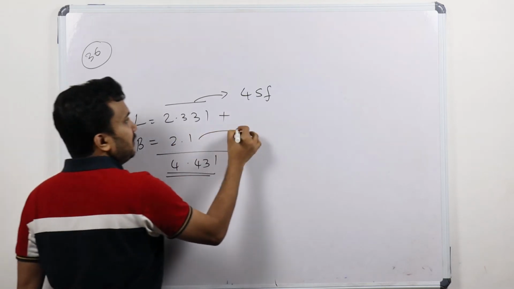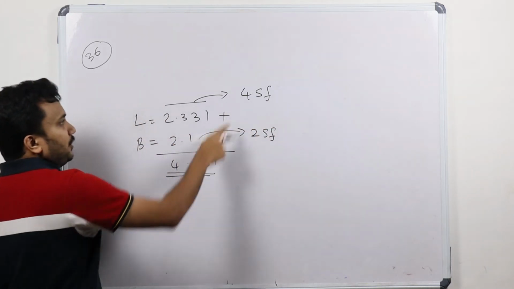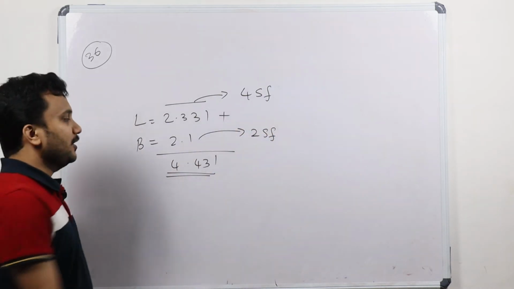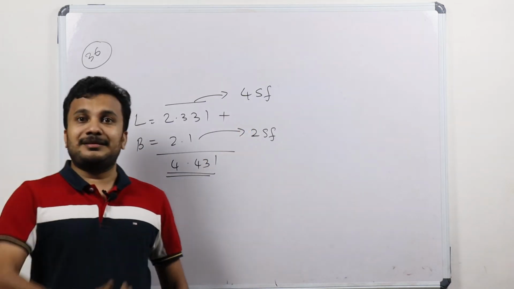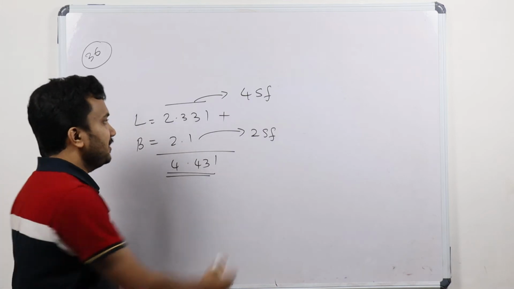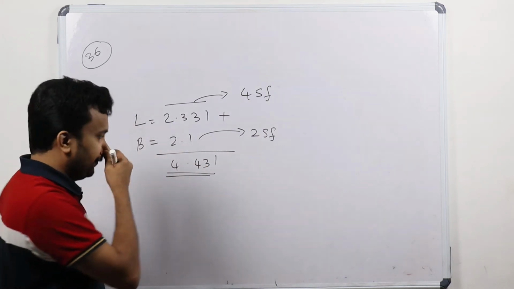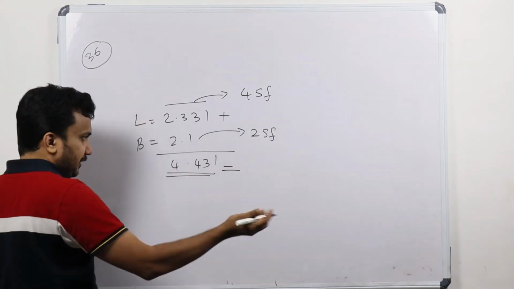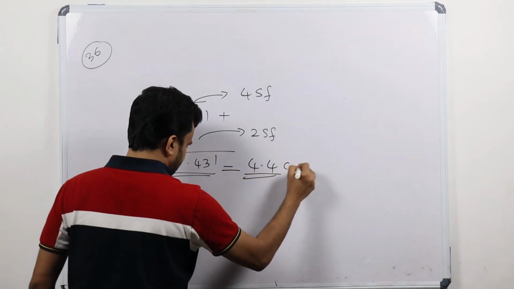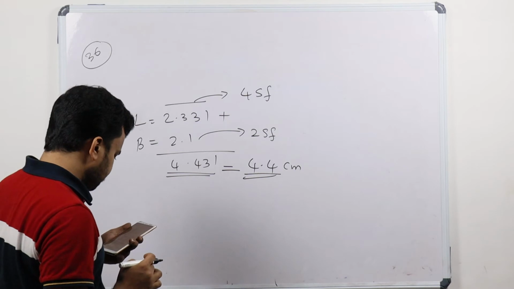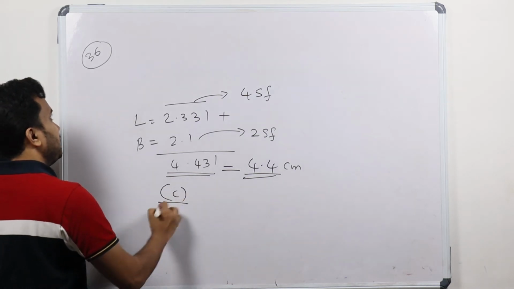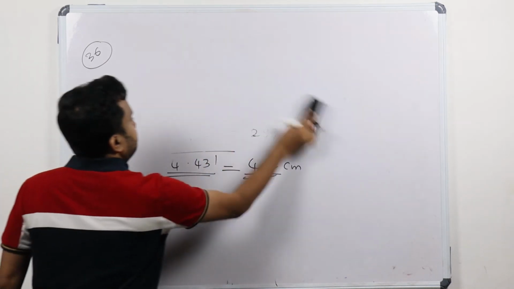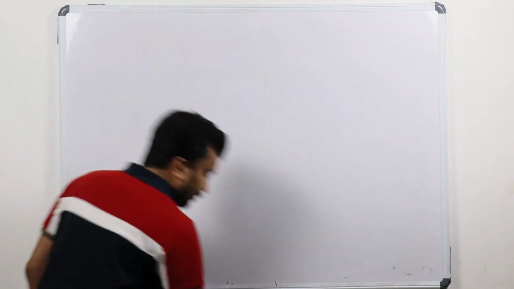Here 1, 2: two significant figures. Which is the lesser number? 2 is less than 4. So the answer should contain the least number of significant figures, which here is 2. So the answer should also contain 2 significant figures. Here we are rounding: 3 is less than 5, so I can omit it. Our answer is 4.4 centimeter. It matches option C, so option C is the right answer for question number 36. Let's move to the next question.